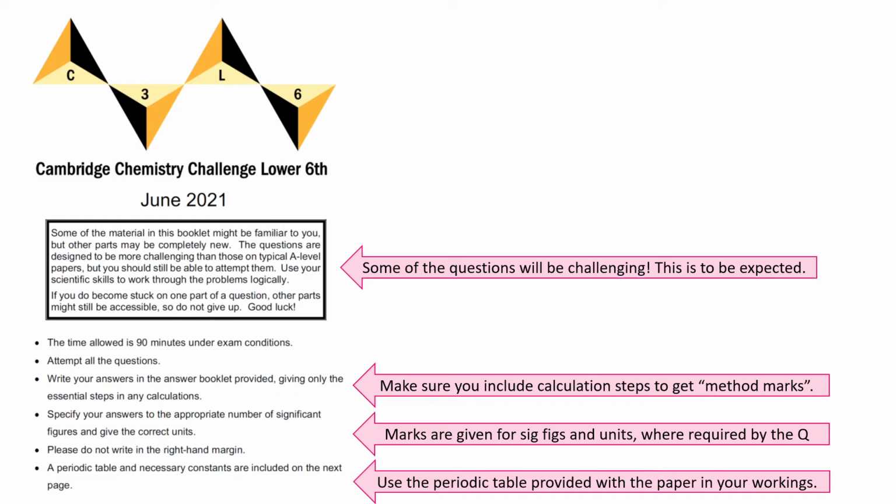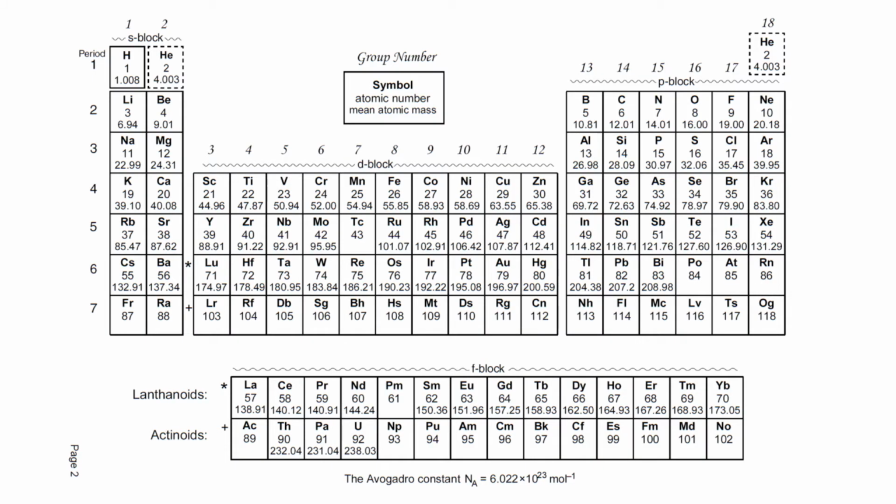And finally, you use the periodic table that is provided with the paper, not values from a periodic table that might have come with your exam board's past papers. So we'll show you the periodic table in a second. You can see that the values quoted for the relative atomic mass are to a greater number of decimal places, so they're slightly more accurate than the ones you get on general A-level data sheets.